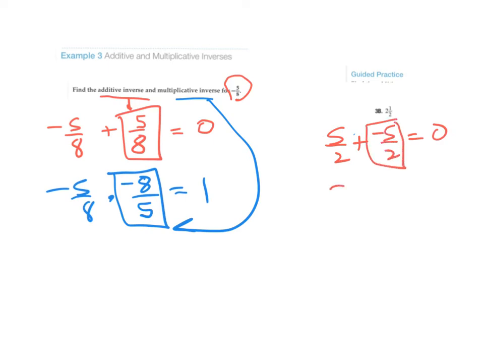And then I want to know what will multiply. So we will do the multiplication. What will multiply to give me 1, which is just the flip. So the key is you have to change your mixed number into an improper fraction, because when I multiply this, I get 1. So there's our additive inverse and our multiplication inverse.